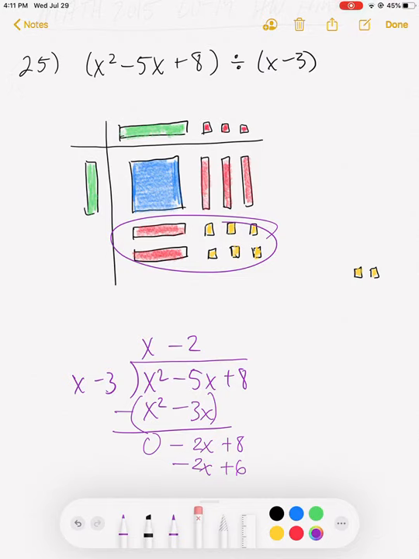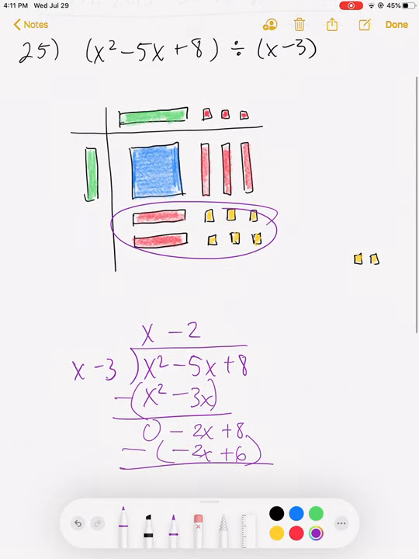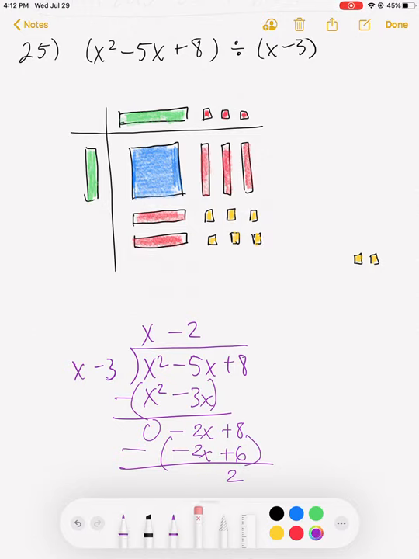And when I subtract those from each other there, I only have 2 left over, because 2x minus 2x minus minus 2x gives me 0. 8 minus 6 gives me 2. So what I really have is just 2 leftovers. And that's why this is a minus 2 up here. So I calculated a minus 2 up here.